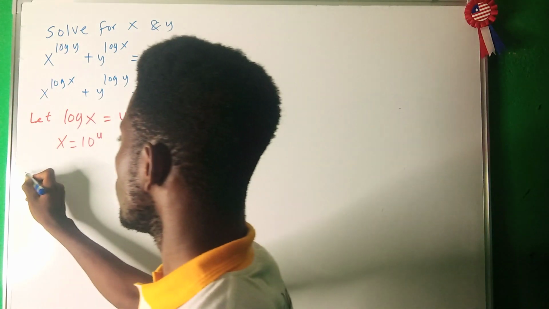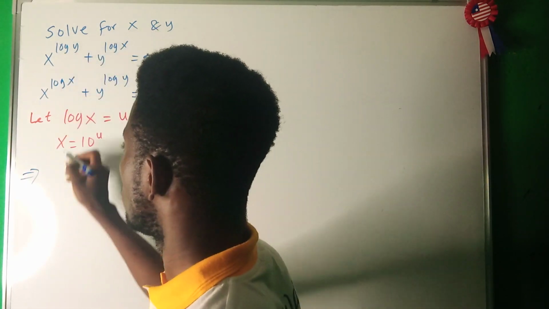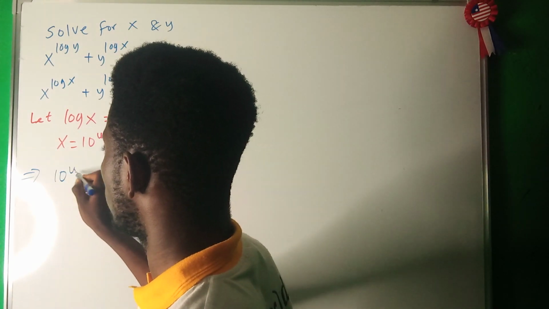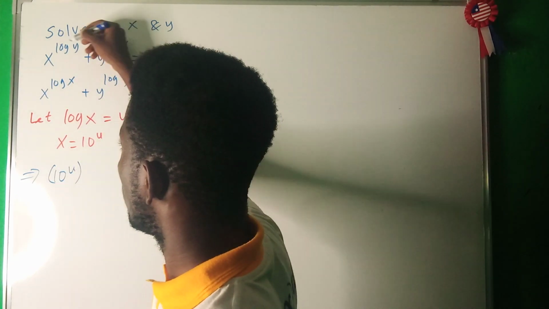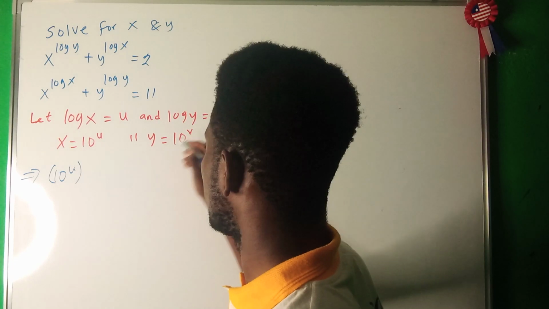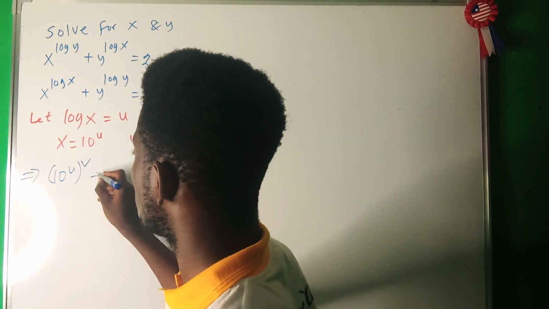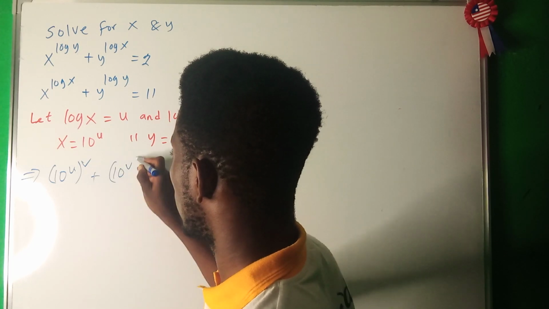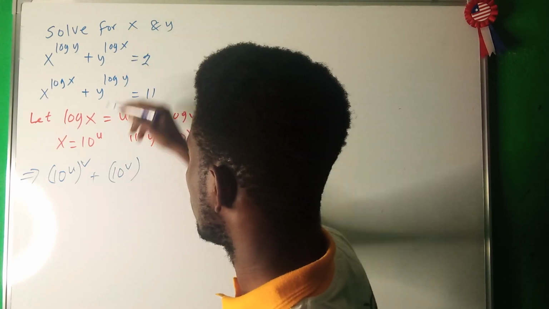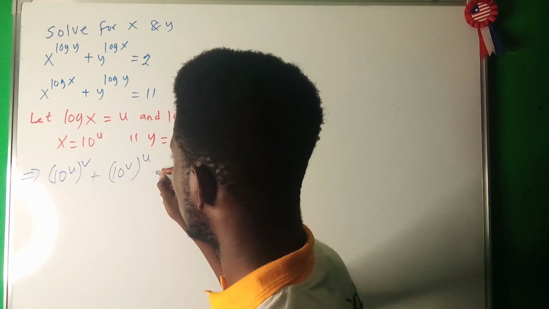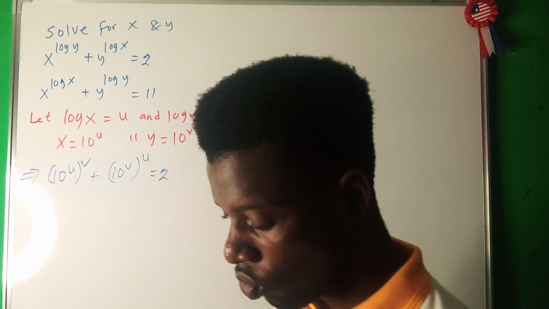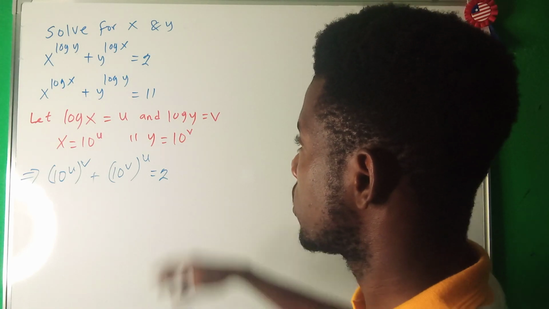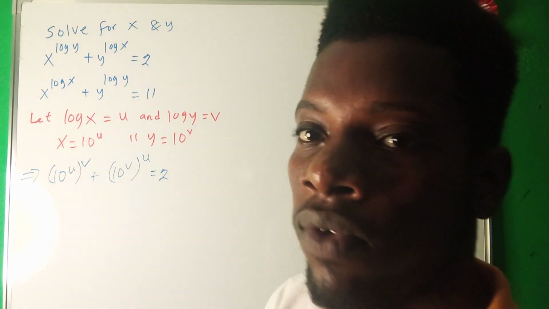So the first equation will now be: x is 10 raised to the power of u, so it's 10 raised to the power of u, all raised to the power of log y, and log y is v, plus y is 10 raised to the power of v, all raised to the power of log x, and log x is u. Everything should give us 2. So we have this as a consequence of the first equation.